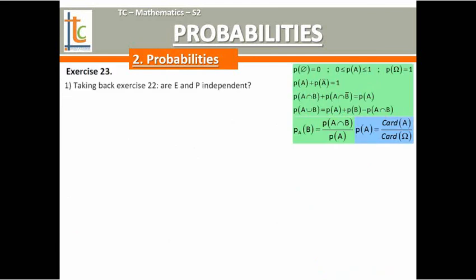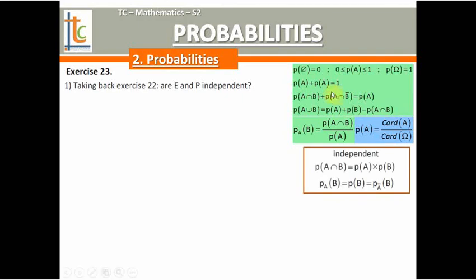Okay, last exercise, 23 of our document. Taking back exercise 22, so just the exercise we just finished. Are A and B independent? Well, let's call back the definition of independence. Two events A and B are independent if P of A inter B equals P of A times P of B. That's one way to see it. Or the former definition: if P of B doesn't depend on the fact that A occurred or not, or we don't know. Okay, P of B doesn't change.